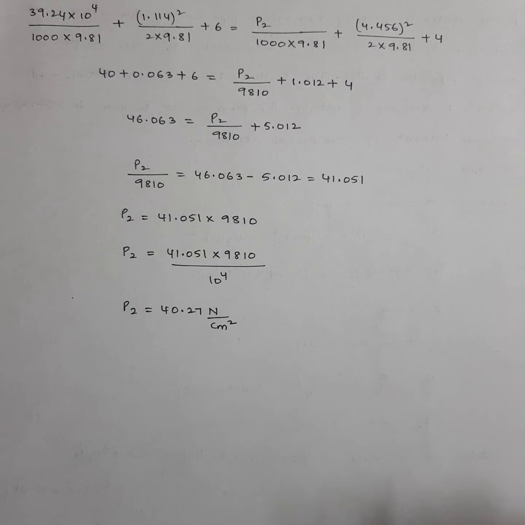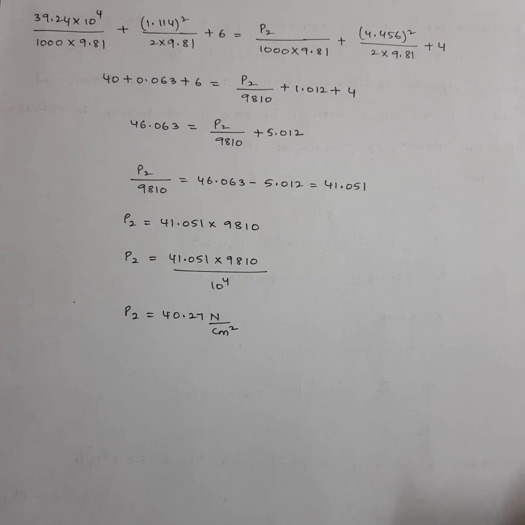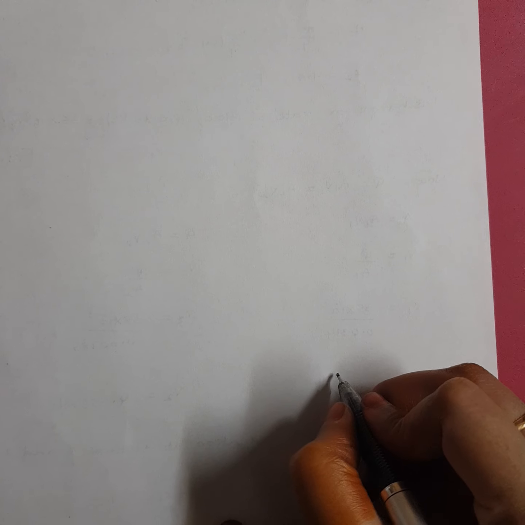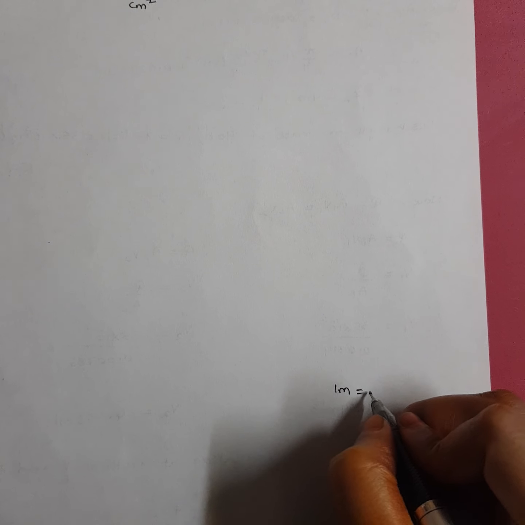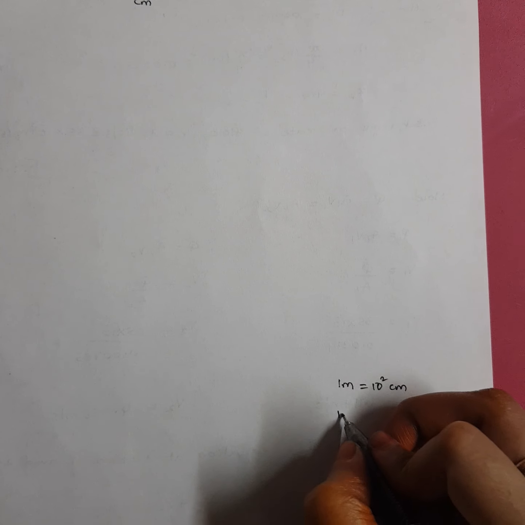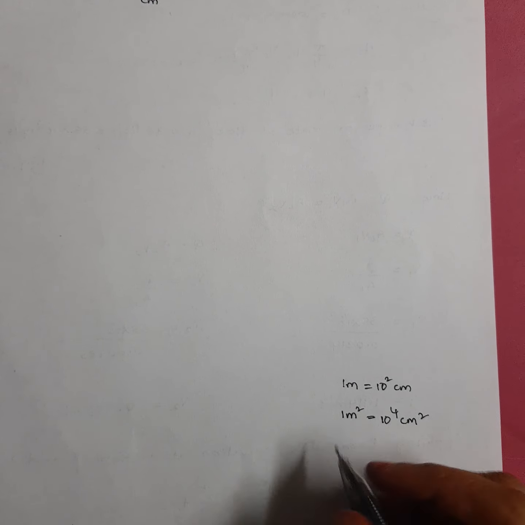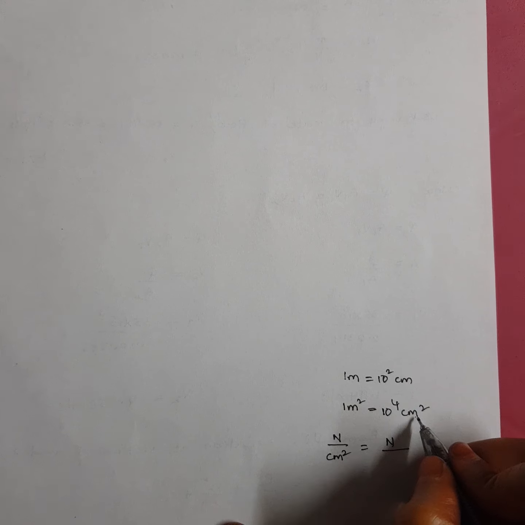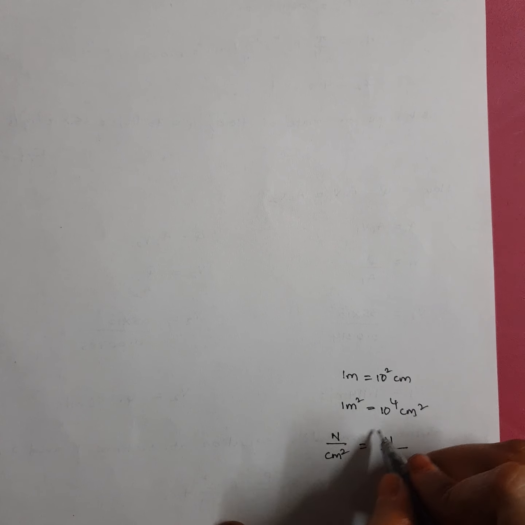If you want clarity on how this 10 power 4 came, I'm just writing it here. Say we have 1 meter is equal to 100 centimeters, correct? So from here, 1 meter square means, just do squaring on both sides. So 1 meter square is equal to 10 power 4 centimeter square. Clear? So now when we are talking about Newton per centimeter square, what will be 1 centimeter square from here? This 10 power 4 will go this side.